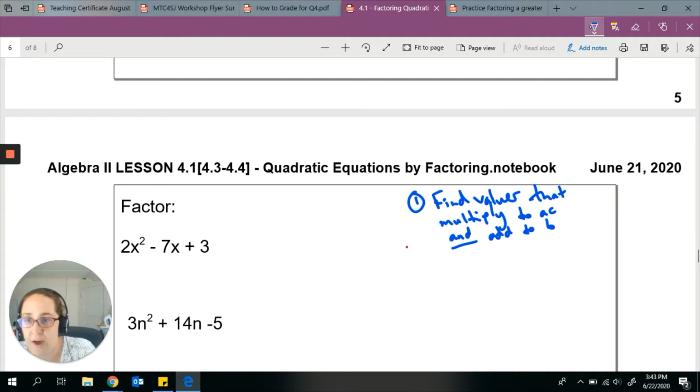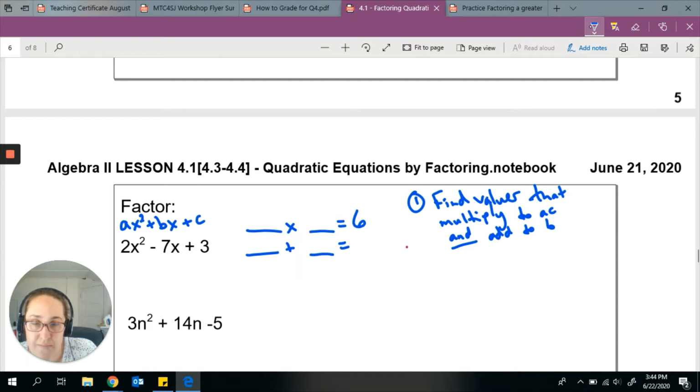Now, let me tell you what I mean by those letters. When you have a quadratic, it's of the form ax squared plus bx plus c, where a, b, and c are just constant terms, they're just numbers. So we want to find two things that multiply to give us a times c, which in this case is 6, and add to give us -7. Now, one thing to keep track of is the signs on these. As you can see, 6 is positive and the 7 is negative.